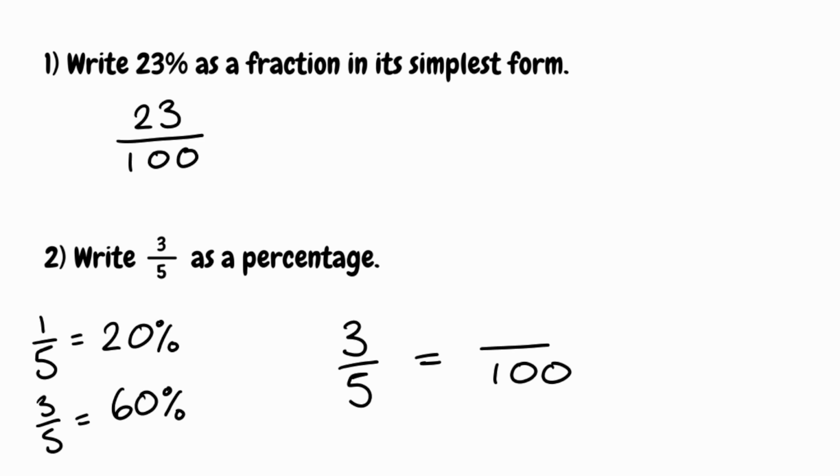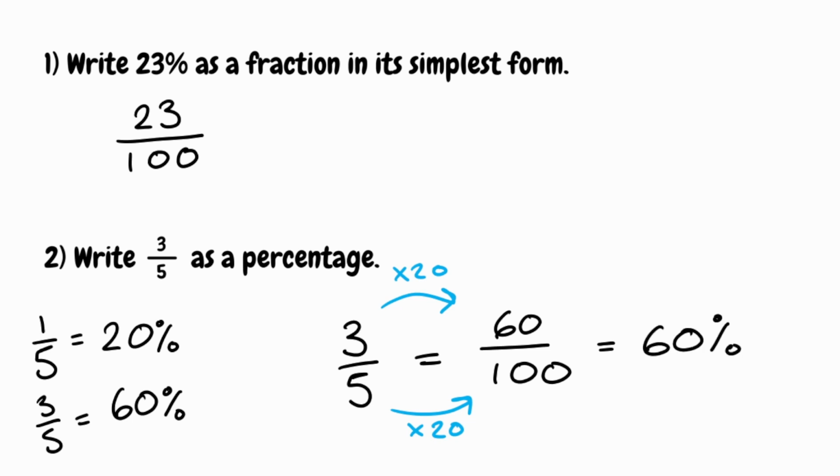Well, on the bottom, we have simply multiplied by 20. So to keep this fraction equivalent, I'm going to do exactly the same to the numerator. I'm also going to multiply that by 20. So I'd have 3 times 20, which is 60. So now we've got an equivalent fraction, which is 60 over 100. And because it's over 100, that means that the numerator is our percentage. So 3/5, again, we can see is equivalent to 60%.